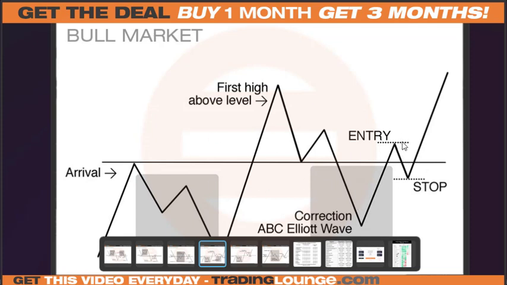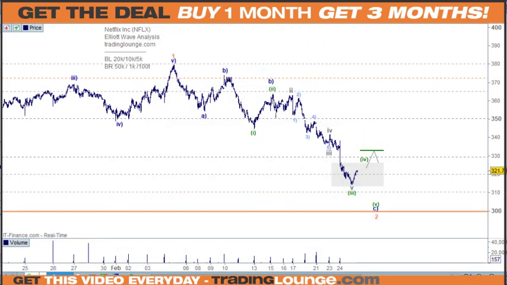But once we do find support on this level, if we find support, then we can have a safer trade to the upside. The other point that we can look for in the meantime is that we'll either have an ABC up here and then we'll come down, or we're going to have 5 waves up here, and that will give us 1, 2, 3, 4, 5, and that will be the first high above the level.